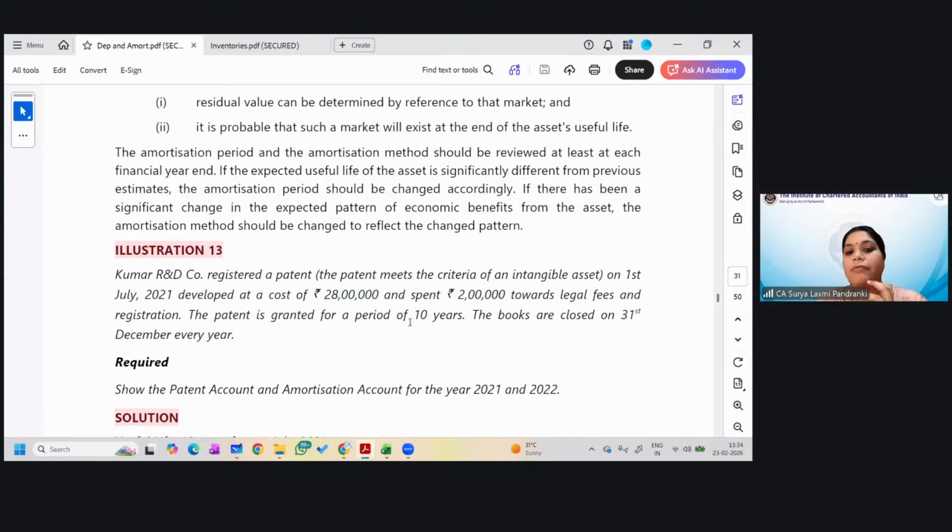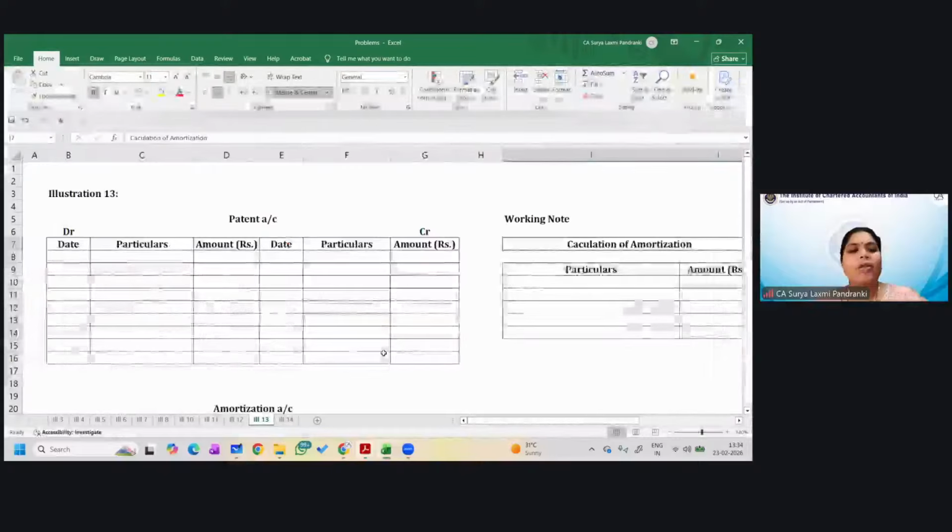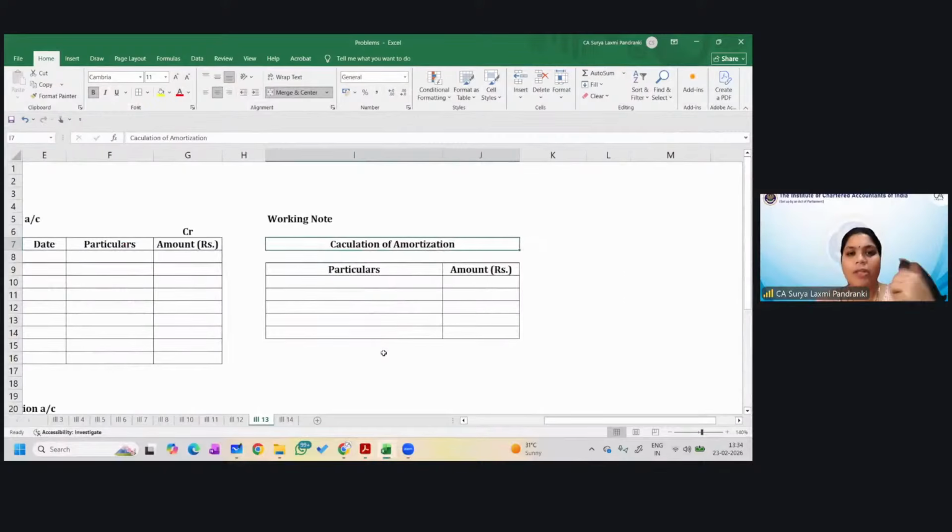And the patent is granted for 10 years. So you can use this patent for how many years? The books are closed on 31st December every year. They're asking you to show the patent account and the amortization account. These two accounts will almost remain the same like we have done the machinery and depreciation accounts. We will first do the calculation.